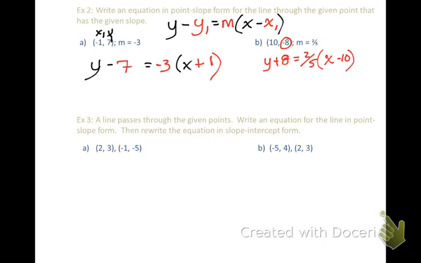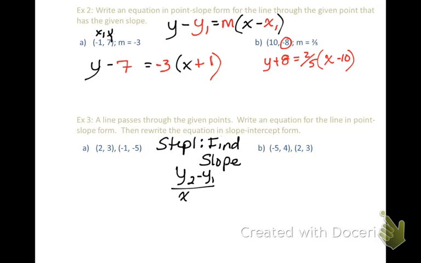All right, example 3. A line passes through the given points. Write an equation for the line in point-slope form and then rewrite it. Okay, so here is where we need to do a couple things. So step one, find slope. Using that wonderful formula we discussed earlier today. And remember that is y2 minus y1 over x2 minus x1. So we're going to find the answer to both A and B, the slope.